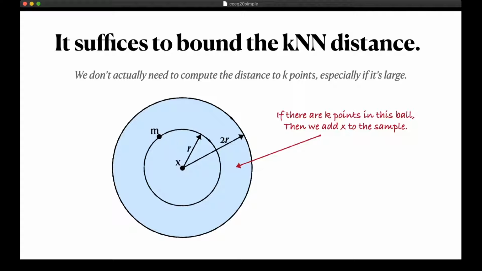And so I just have to do a range search in this ball of radius 2r around x, and that will suffice. In fact, I don't even have to do the range search, I just have to do a range count, and I can stop once I see k points. I know that I'm going to add the point x.